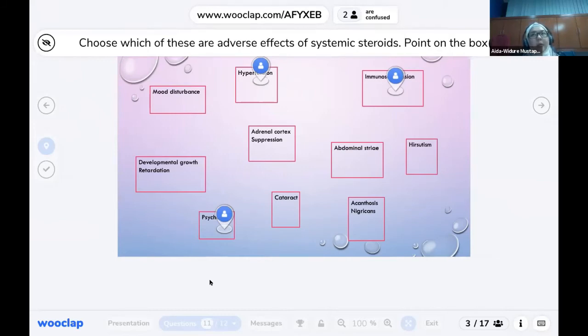So if you have a concept or something similar to this kind of clinical question, then yes, you can make it like this. There are many ways you can construct your questions, and it will always be interactive. Okay. Yes, adrenal suppression, 2 people, immunosuppression. Okay, that's it. How about the rest? Do you think they are not effects of systemic steroids?